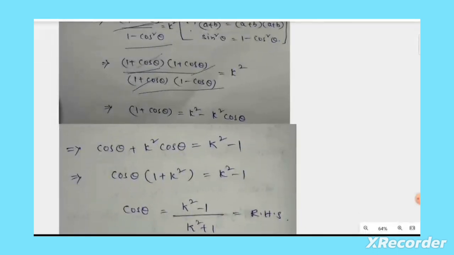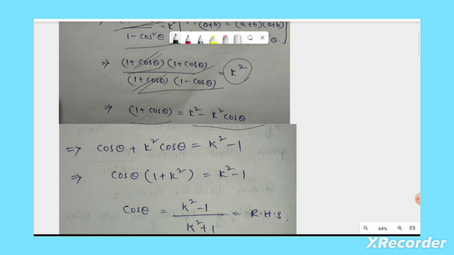Now, the remaining part, these two get cancelled, right? 1 plus cos theta, 1 plus cos theta cancel. So we'll have the rest value as 1 plus cos theta by 1 minus cos theta, and here we have k square. What I am doing in this step is bringing this 1 minus cos theta to the right. If I bring it, it will be k square into 1, k square into cos theta, k square cos theta.